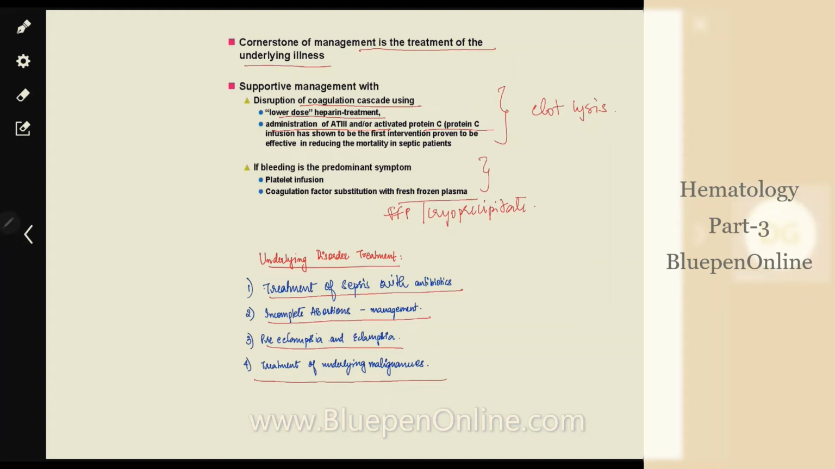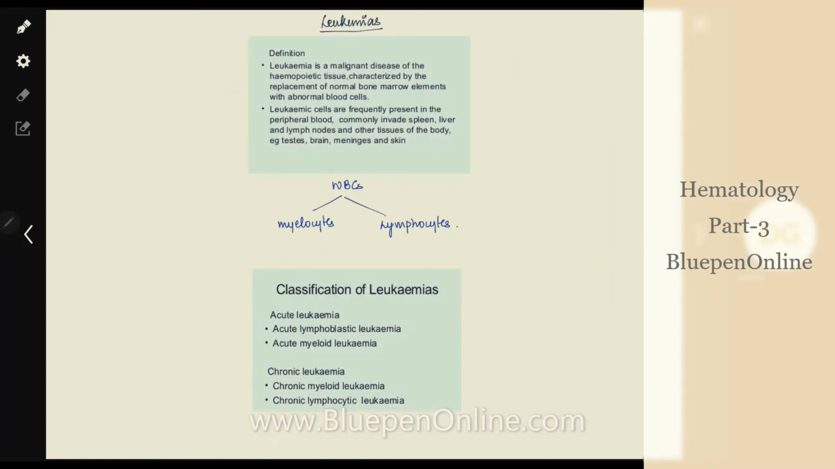This concludes our treatment of DIC. We move on next to an important topic of leukemias. What exactly is a leukemia?